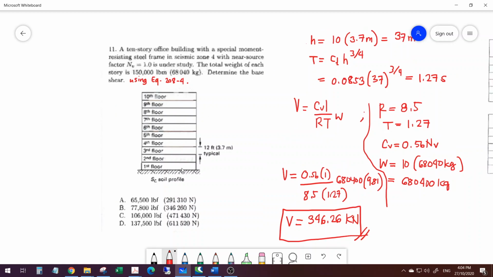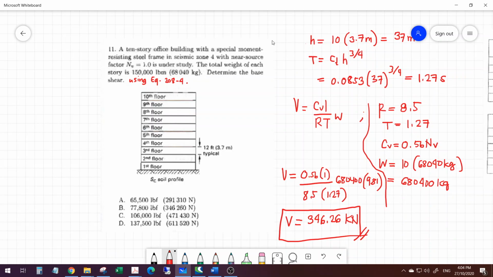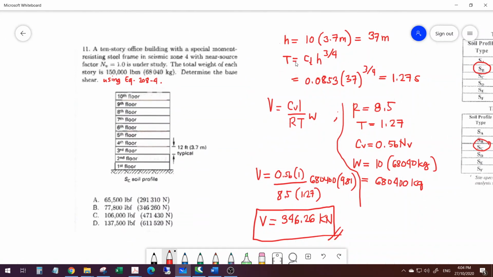So height is of course 10 stories, 10 times the typical floor to floor height, 3.7. Okay, so 37 meters. Period is CT h raised to 3/4, with CT 0.0853. Then the height 37 raised to 3/4 gives a period of 1.27 seconds. So it's a medium rise building already because it's more than 0.7 seconds. And then base shear is CV I over R T times W. What do we need? So R is 8.5 because we are in seismic zone 4, right? And T is equal to 1.27 seconds.